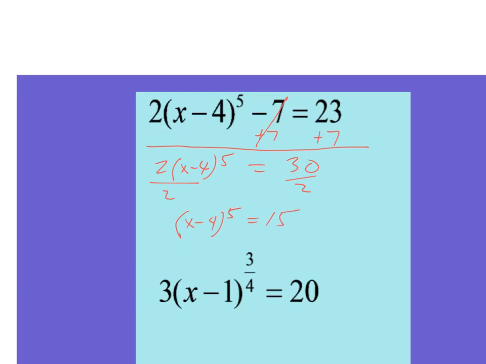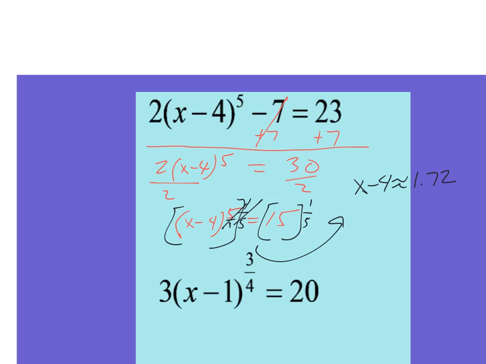Now, keep in mind that to the 5th is the same as being to the 5 over 1. So I'm going to bracket this and put the reciprocal, which would be 1 over 5. And with the 1 over 5, then that's taken care of. I'm going to move it over to the right side over here. So I have now x minus 4 equals 15 to the 1/5. Again, no reason you should know that off the top of your head. And again, I keep writing equals, but it's actually approximately equal to 1.72. Again, it's an irrational decimal here, so we're just rounding to that nearest hundredth.